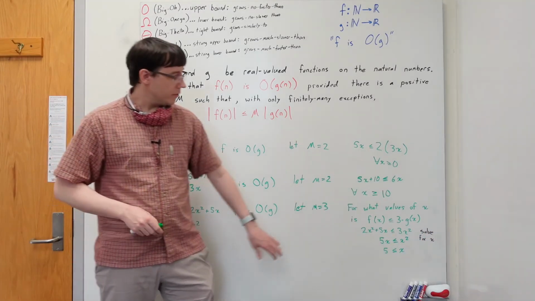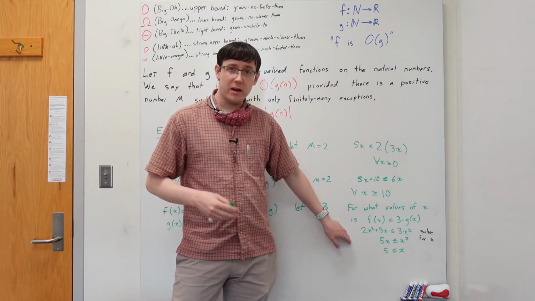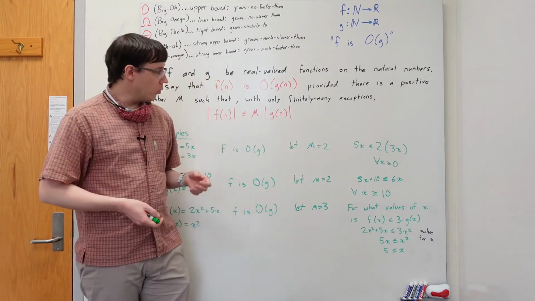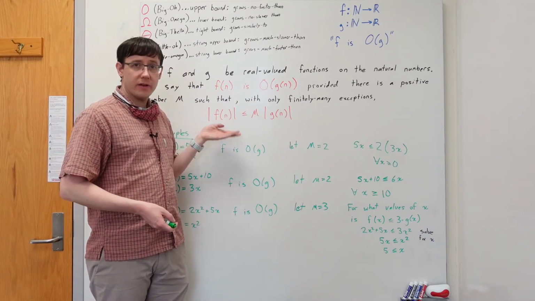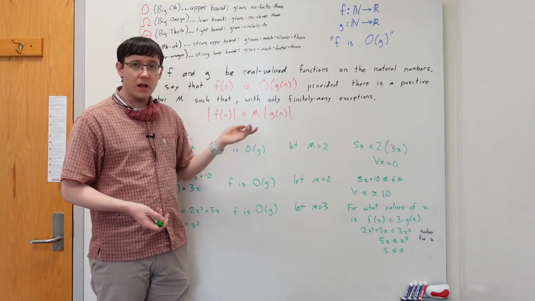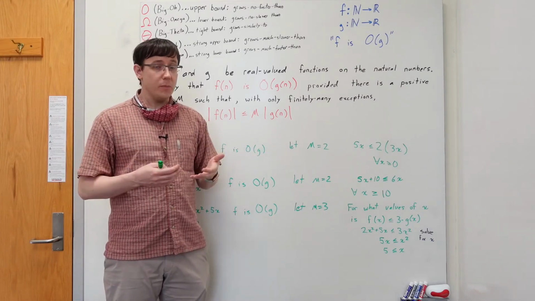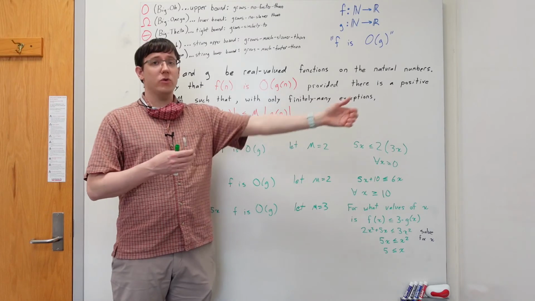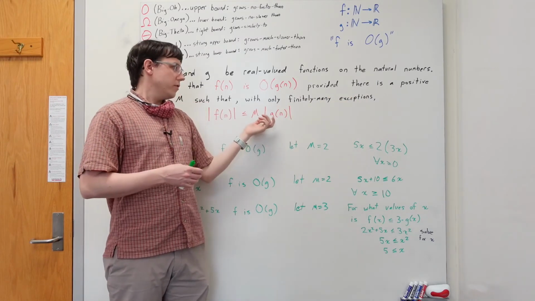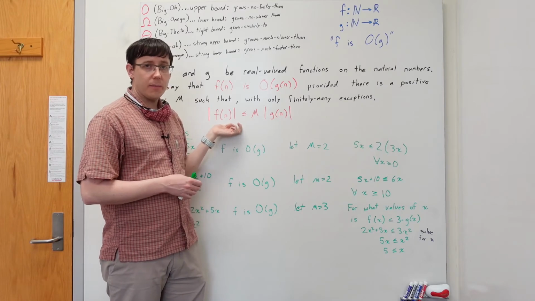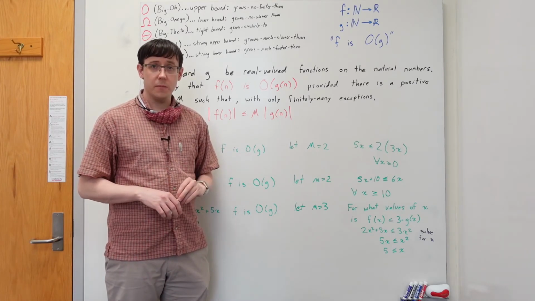So having solved for the point where f and 3 times g cross, we now know that the only exceptions where f is larger than m times g should be inputs 0 through 4. And from an input of 5 on out to infinity, 3 times g will always be at least as large as f, and so f is big O of g.